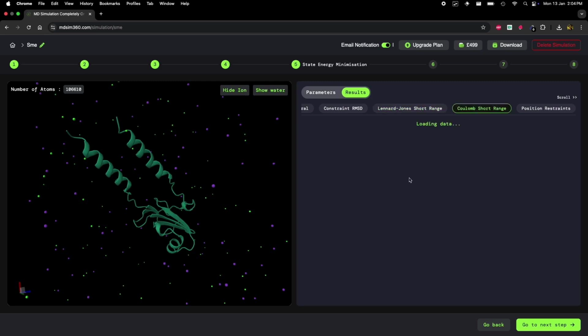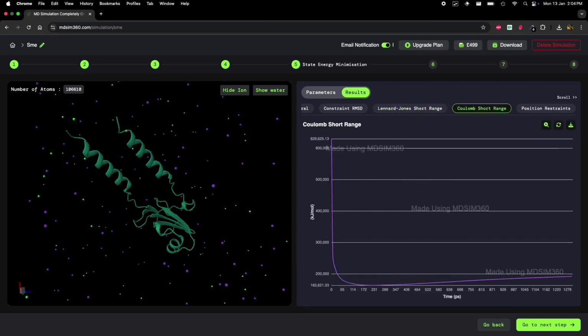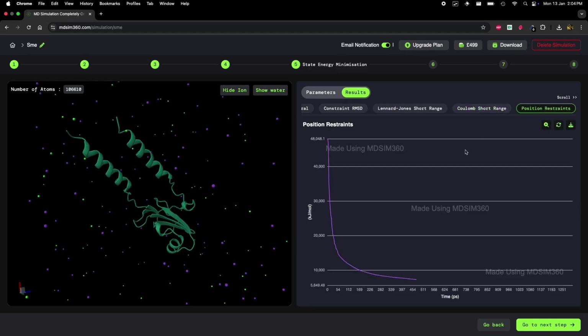The Coulomb short-range forces graph monitors the electrostatic interactions between charged particles. At the beginning, the electrostatic forces might be quite high due to the initial configurations of atoms and their charges. Over time, these forces decrease and stabilize as the system adjusts.